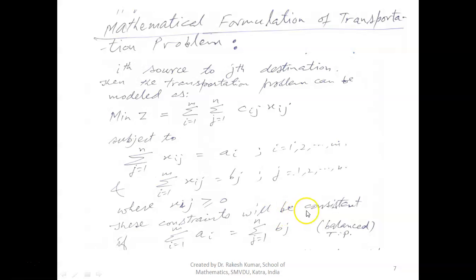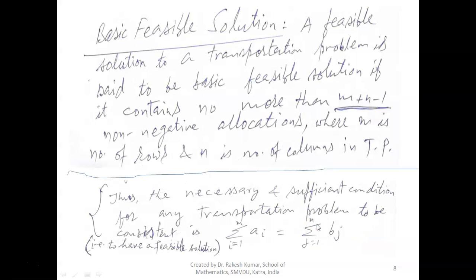These constraints will be consistent, that is, they will have a solution, if summation i from 1 to m ai is equal to summation j from 1 to n bj. That is, total demand should be equal to total supply. We call such kind of problems balanced transportation problems.